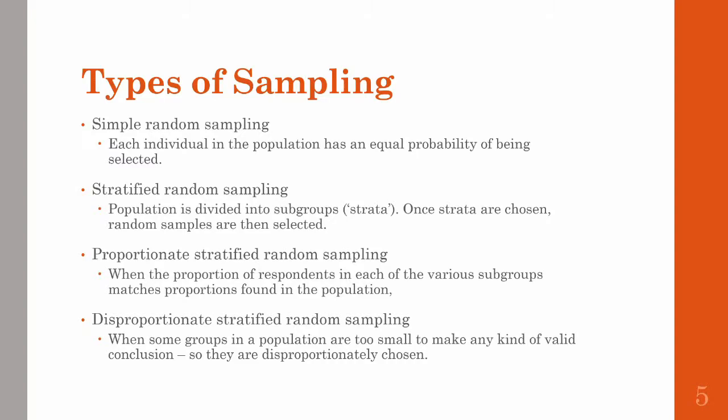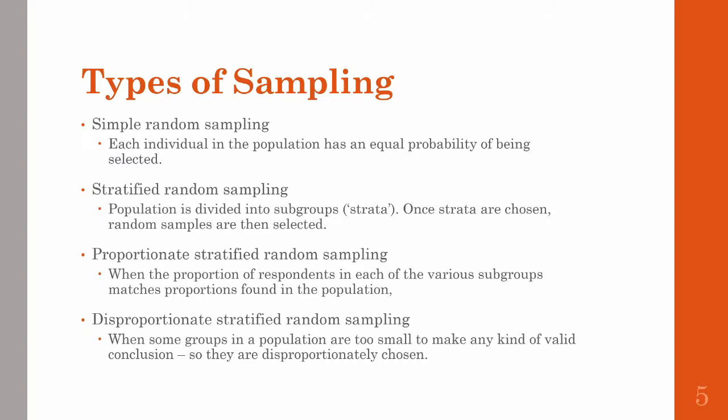Next is proportionate stratified random sampling. I know these names are kind of getting longer here, but this is where the proportion of respondents in each of the various subgroups matches the proportion of the population. So with stratified random sampling, you get equal proportions of each subgroup, and with the proportionate stratified, you can get percentages that match the population. So maybe 10% from group A, and then 45% from group B, and so on.